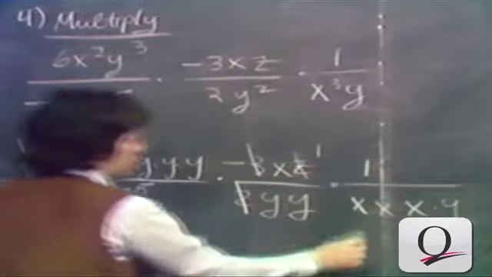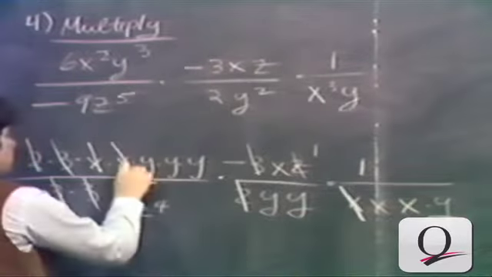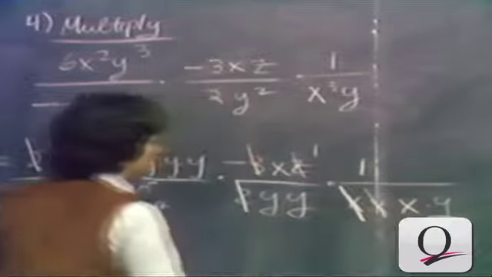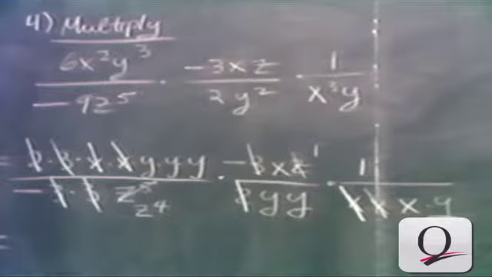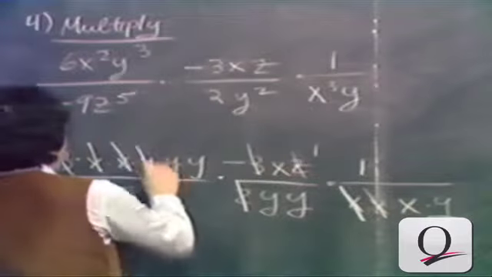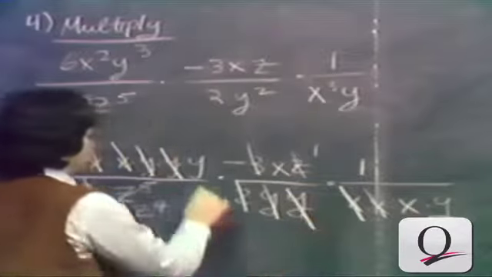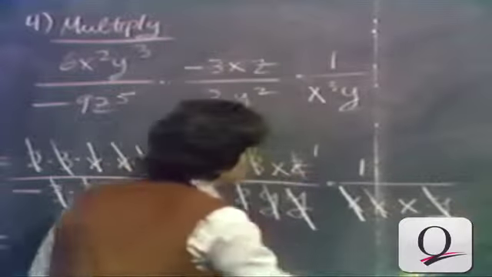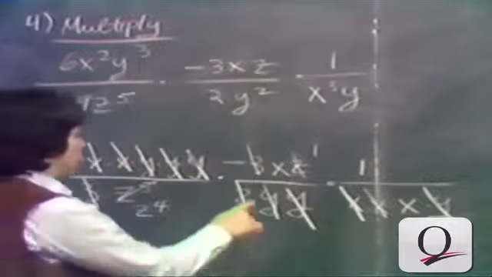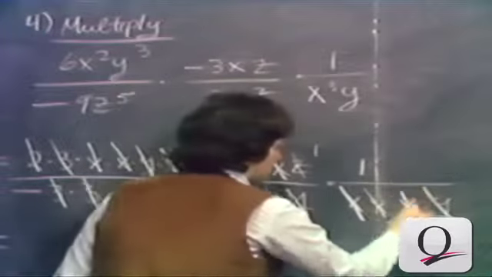This x will cancel this. This x will cancel this. Let's see. This y will cancel this. This y will cancel this. This y will cancel this. I see another x up here. This will cancel this.